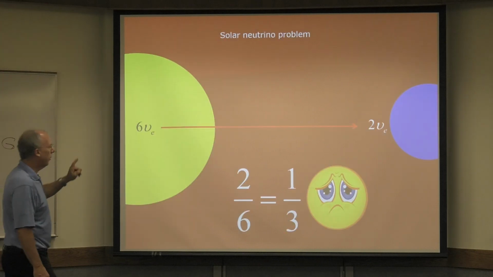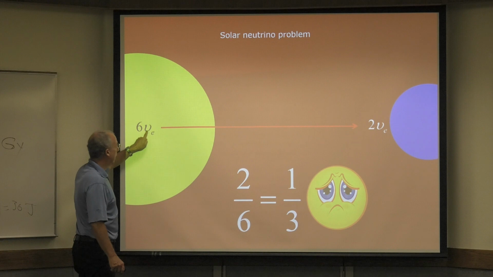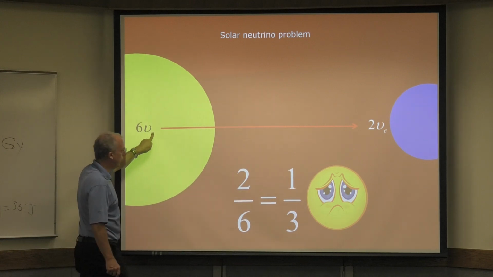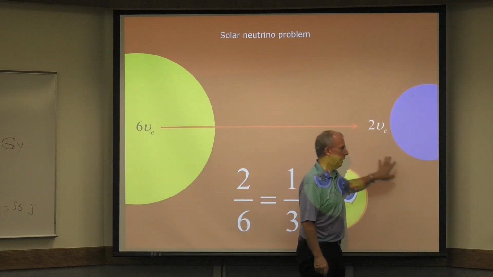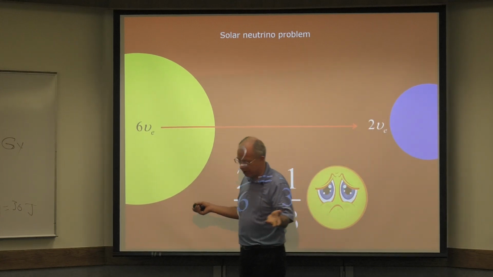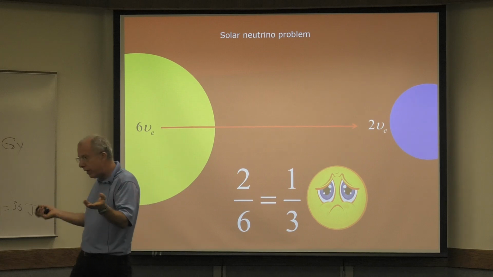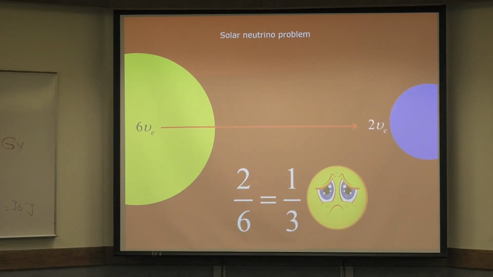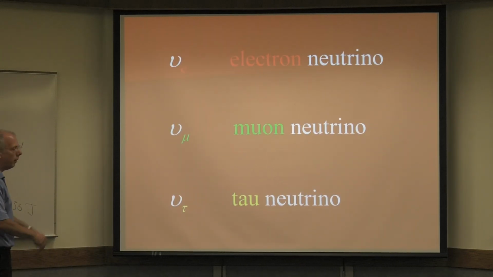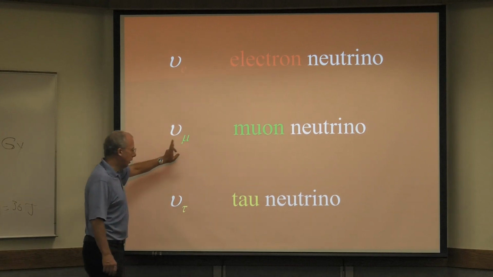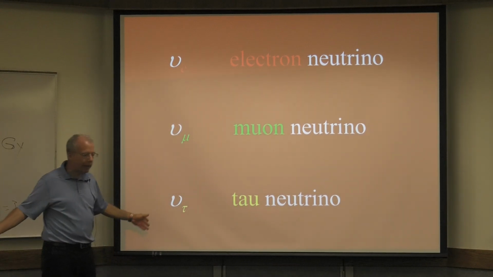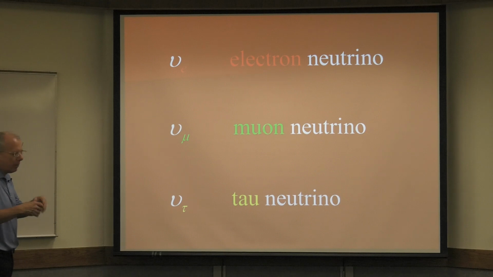Now remember, the solar model predicts that electron neutrinos are emitted from the sun. So all the detectors that people built were designed to detect electron neutrinos. No kidding. Well, so everybody knows, or at the time everybody knew, there were three kinds of neutrinos: electron neutrino, muon neutrino, and tau neutrino. Everybody knew that.